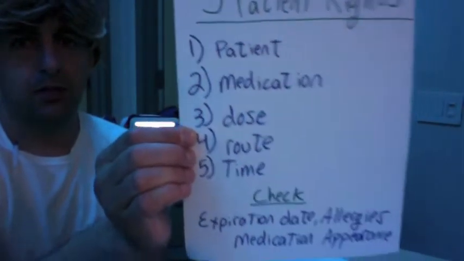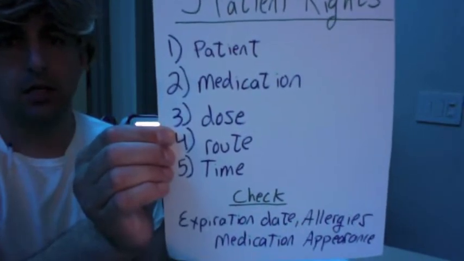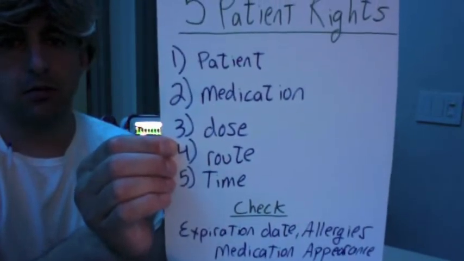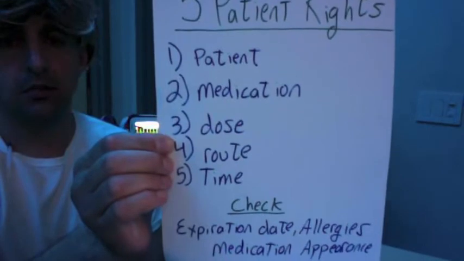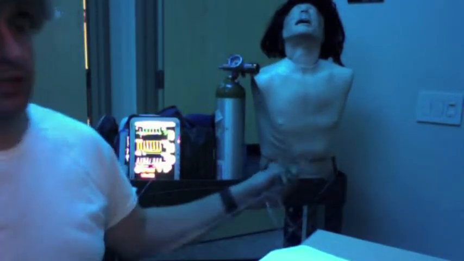We're going to confirm our 5 rights for albuterol and Atrovent, confirming the right patient, medication, dose, route, time. We're going to check the expiration date. We're going to check for allergies and the appearance of both medications. Remember, you have 2 medications, so we need to do that for both. So we're going to rule out any contraindications for albuterol.